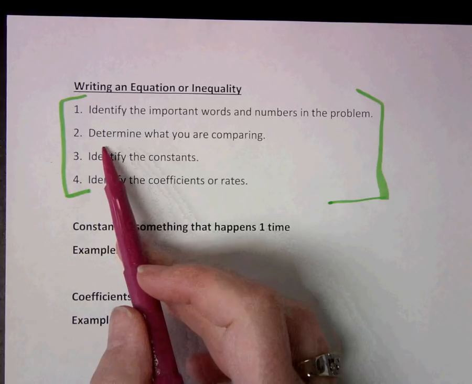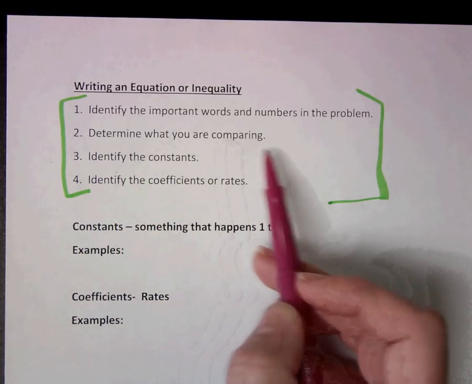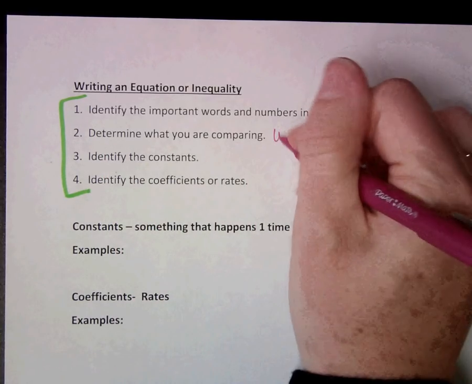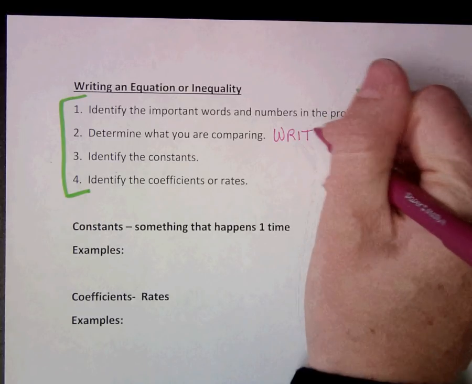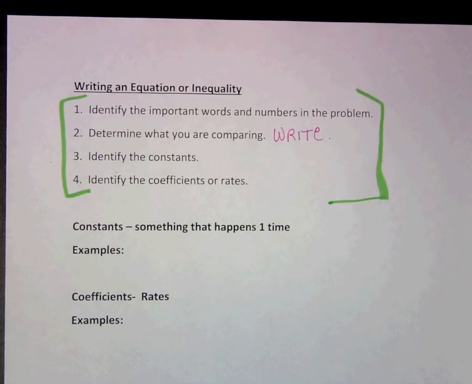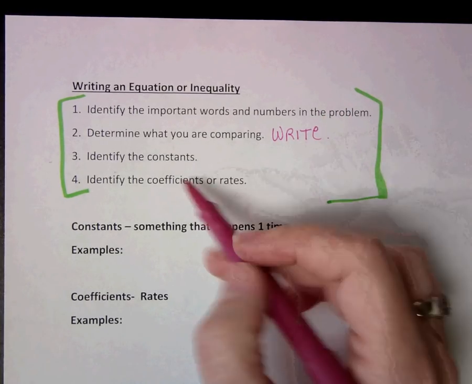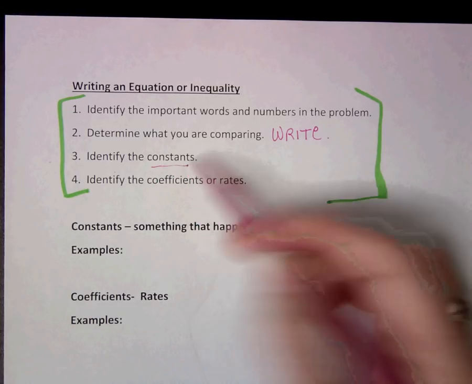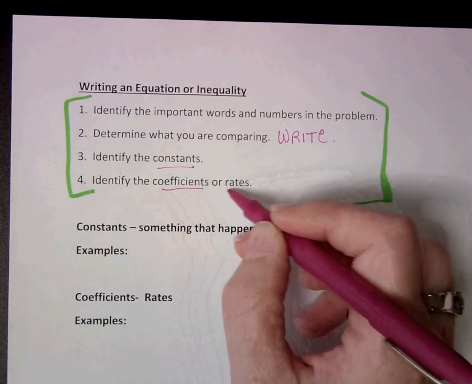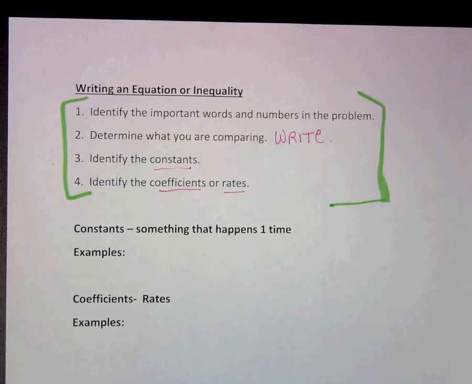I want us to then determine what we are comparing, and we're going to write this down so that we know exactly what we're comparing. We're going to identify our constants, and we're going to identify our coefficients or rates, because this is really important.